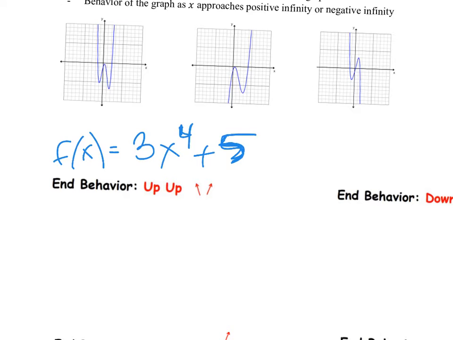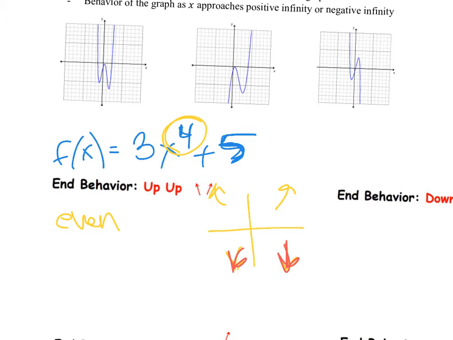Okay, so a couple things about this graph. I look at my degree, and my degree is going to tell me whether the end behaviors go in the same direction or the opposite direction. So an even degree is going to head in the same direction, whether it be up or down. Let's color code that. So even degrees go in the same direction. Think about a parabola, right? A parabola looks like this. It goes in the same direction.